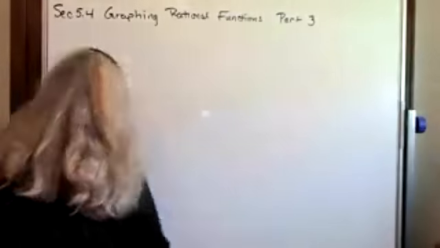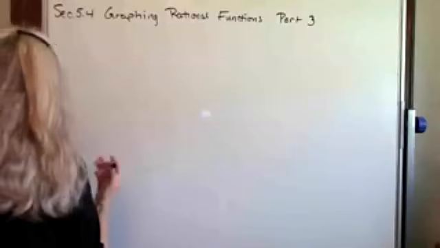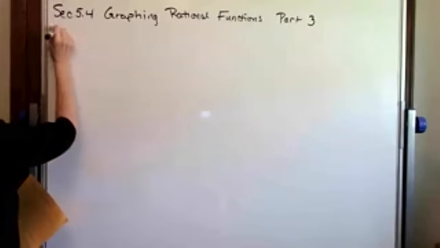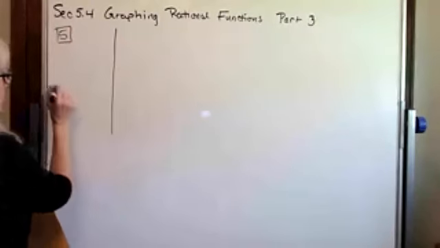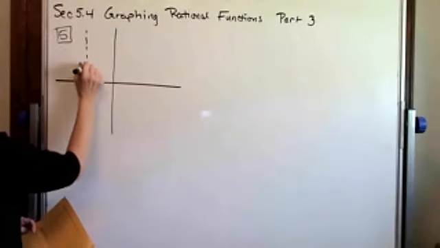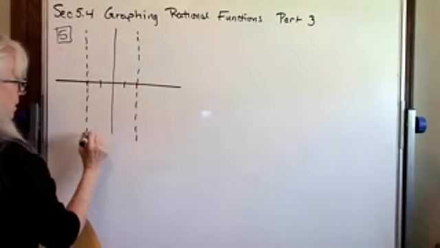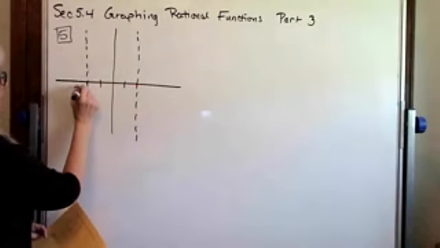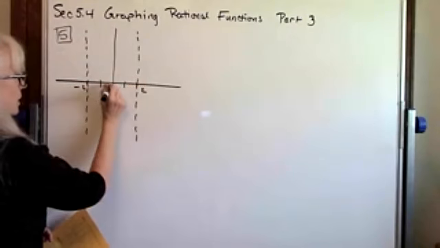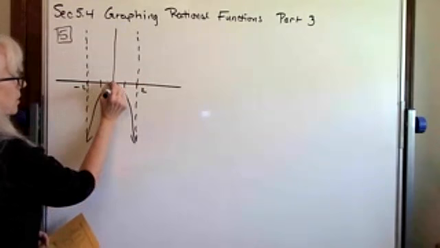So example 5 says, let's find the rational function that might have the given graph. And we saw this graph before, in the previous section. In that section, they just asked us to pull the information from the picture. So this is at -2, this is at +2. Notice it is bouncing at that x-intercept, very, very important.